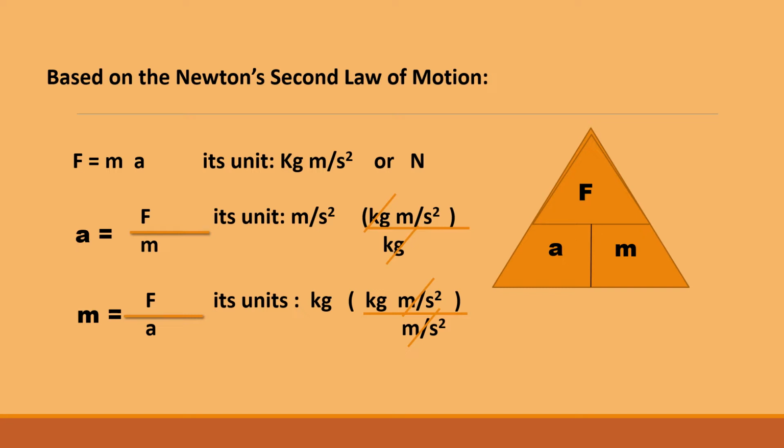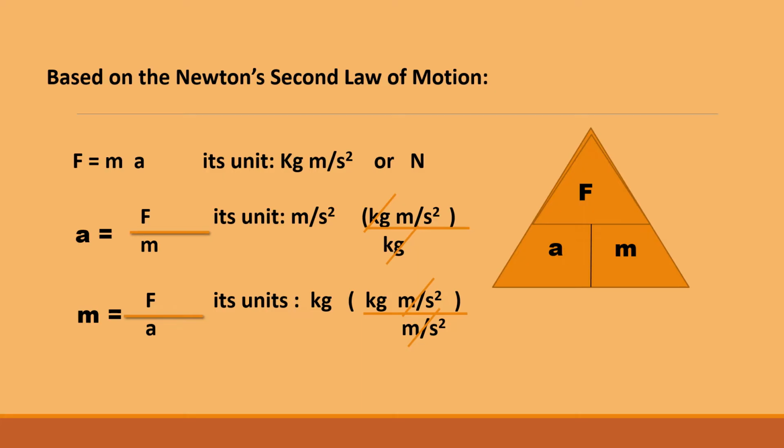Another equation that can be derived from the second law of motion is the equation of mass. How to get mass? To get mass, we divide force by acceleration. So the unit of mass is kilogram. Why? This is derived from the unit of force, that is kilogram meter per second squared, or Newton, divided by the unit of acceleration, that is meter per second squared. So we cancel meter per second squared and meter per second squared. What is left now is kilogram. Therefore, the unit of mass is kilogram.